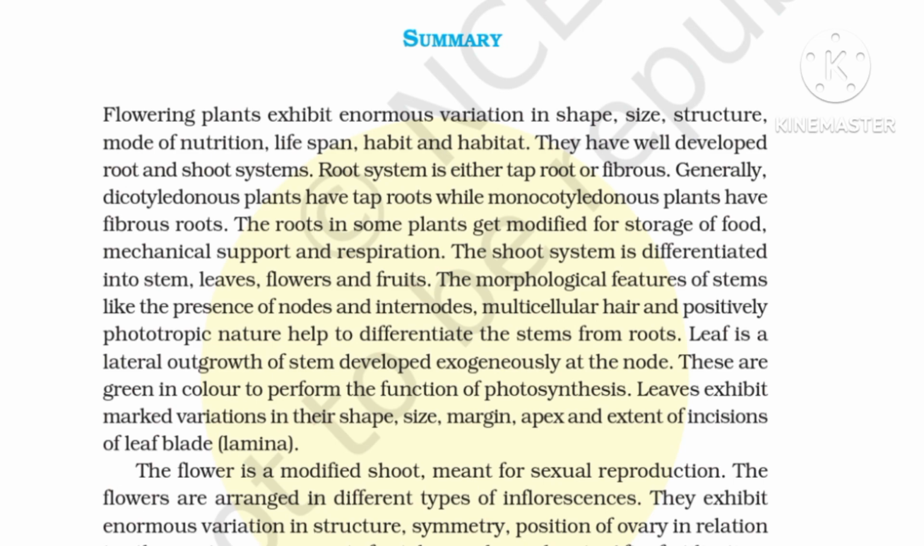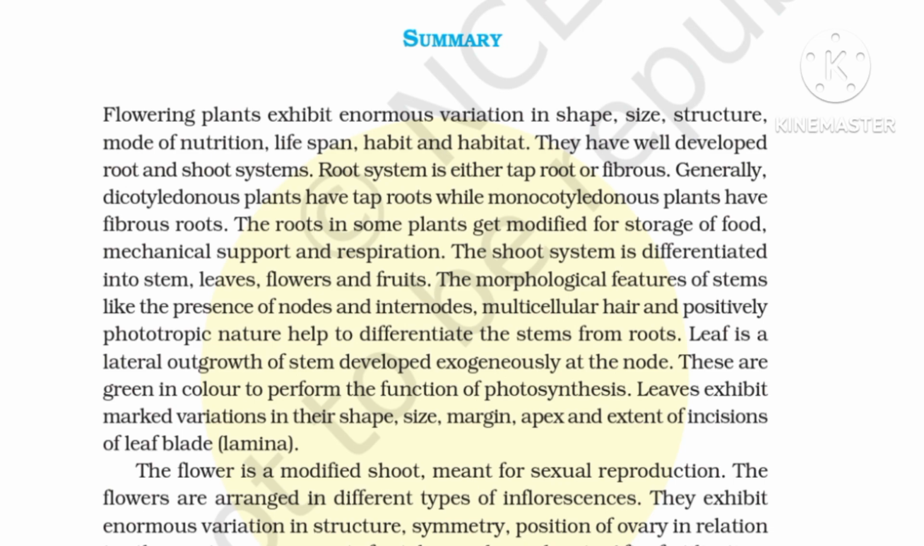Summary: flowering plants exhibit enormous variation in shape, size, structure, mode of nutrition, lifespan, habit, and habitat. They have well-developed root and shoot systems. Root system is either taproot or fibrous. Generally, dicotyledonous plants have tap root while monocotyledonous plants have fibrous root. The roots in some plants get modified for storage of food, mechanical support and respiration. The shoot system is differentiated into stem, leaves, flowers, and fruits. The morphological features of stem, like the presence of nodes and internodes, multicellular hair, and positively phototropic nature, help to differentiate the stems from roots.